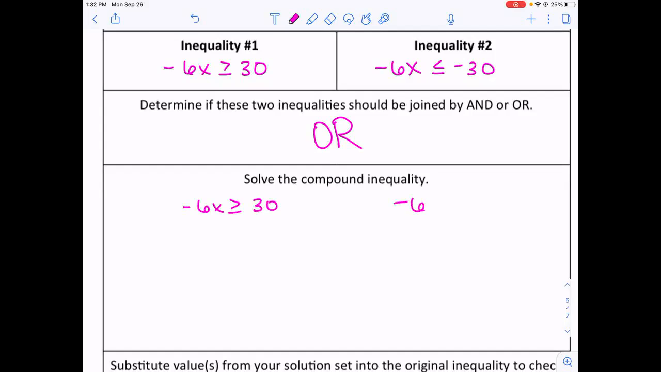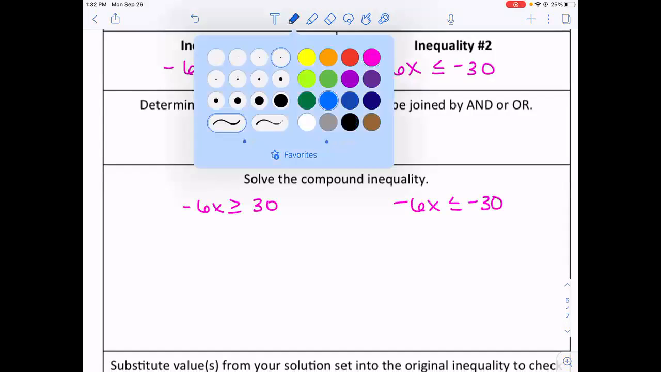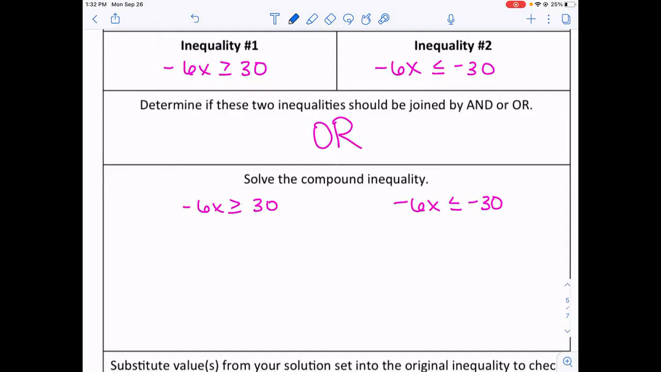All right, so let's solve these. What do we need to do to both sides of this inequality, Abby? Divide by negative 6. Oh my goodness. What happens when we divide by a negative?